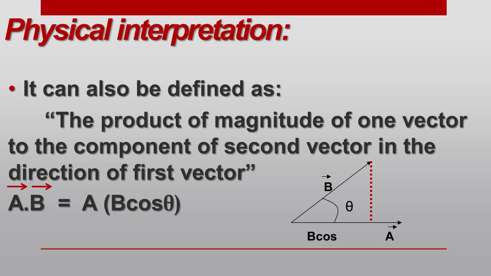We have to multiply the magnitude of vector a with just the horizontal component of vector b. We will not multiply the complete vector b, but we will multiply vector a with the horizontal component of vector b. This is something new for you, but this topic is very important, so you have to practice it properly.